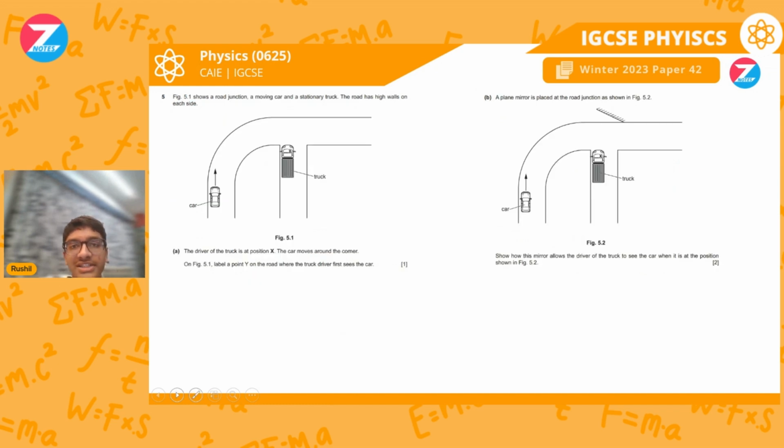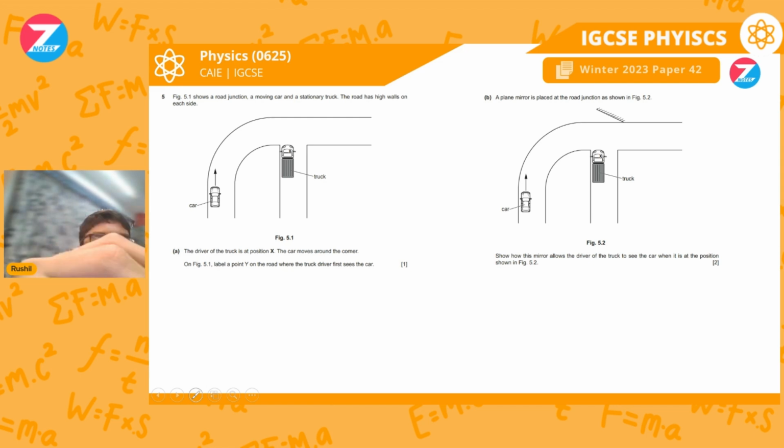Question 5 shows a road junction, a moving car, and a stationary truck. The road has high walls on each side. The driver of the truck is at position X. The car moves around the corner. On figure 5.1, label a point Y on the road where the truck driver first sees the car.